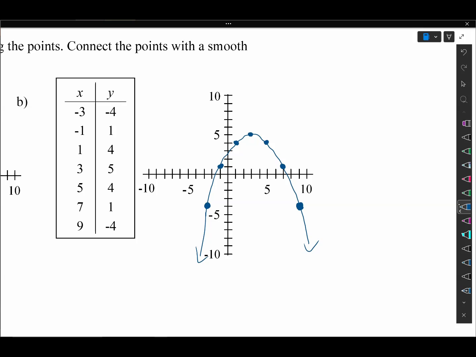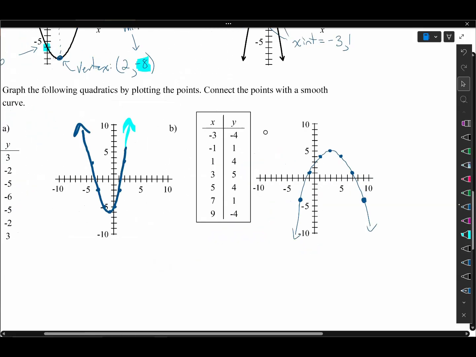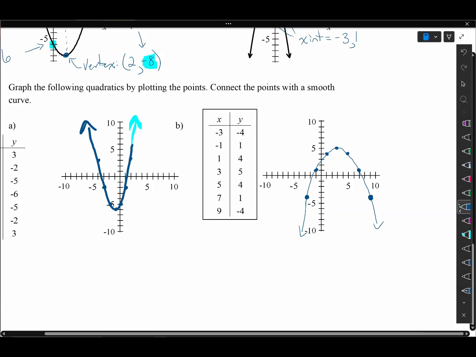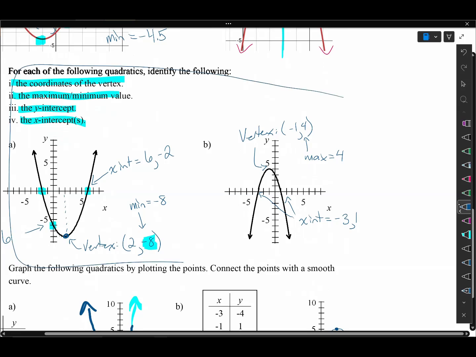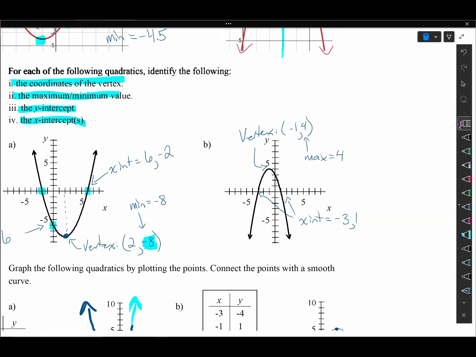There you are. If you followed along, hopefully you're feeling a little bit more comfortable plotting a parabola from a table of values. Hopefully you're feeling a little bit more comfortable identifying some key pieces, that is, coordinates of the vertex, maximum or minimum values, your y-intercepts, and your x-intercepts. Nice work.